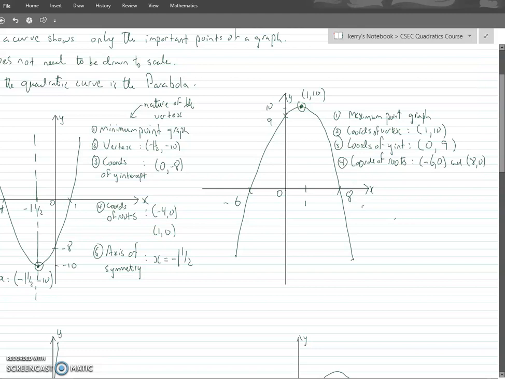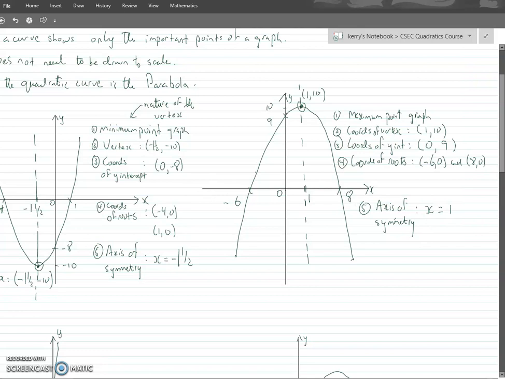And the last one now is number 5. What is the axis of symmetry? How do we find the axis of symmetry? You draw your line, a dotted line that is, through the maximum or minimum point, through the vertex. And whatever x value it passes through, that is the value for the axis of symmetry. So the equation of the axis of symmetry is x is equal to 1. So that's the equation of the axis of symmetry.